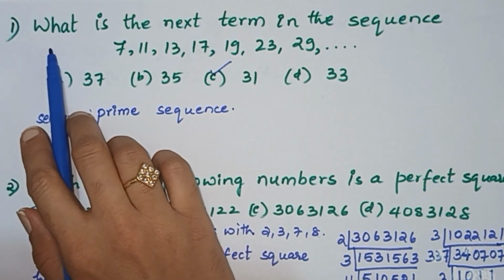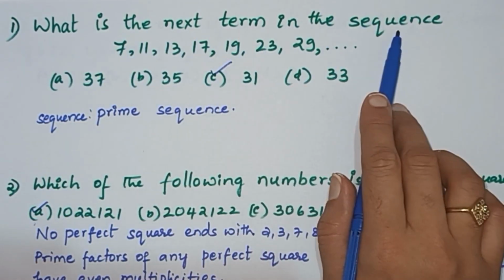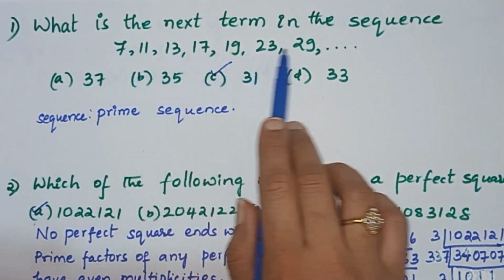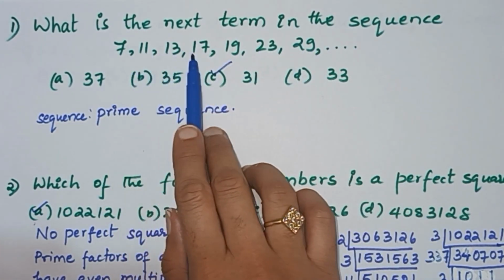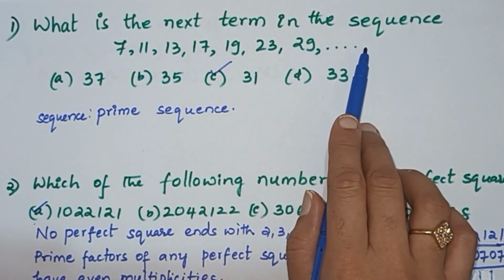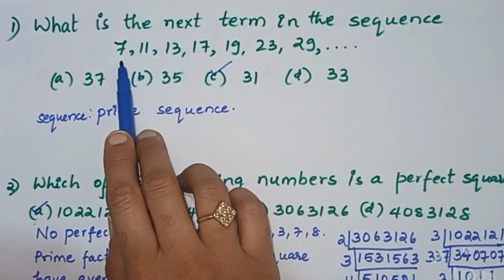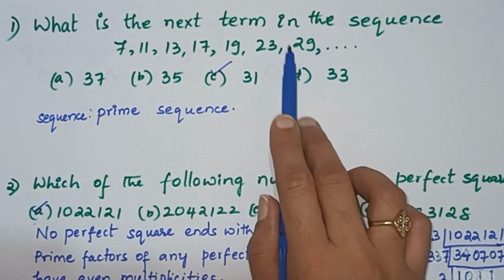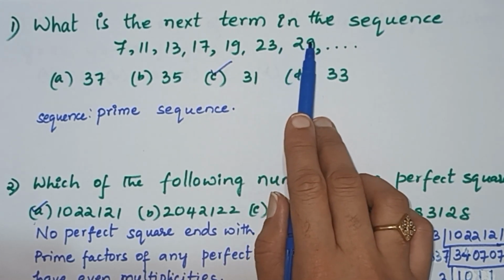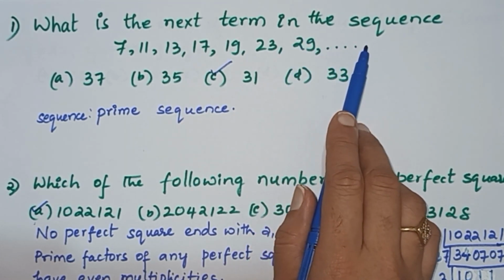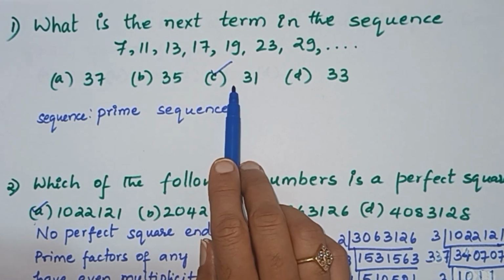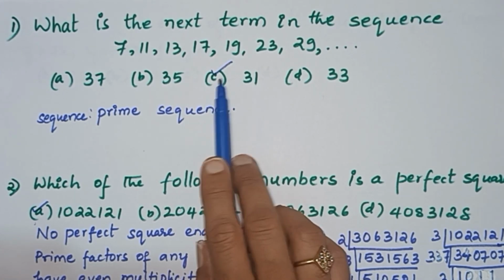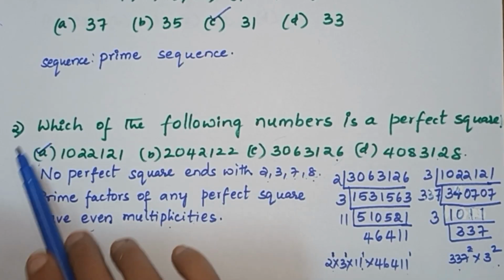See the first problem. What is the next term in the sequence? Look at the terms of the sequence. These terms are nothing but the prime numbers, starting with the prime number 7. Therefore, it is a prime sequence. Hence, the prime number which comes after 29 is 31. Hence, the answer is 31. Option C.